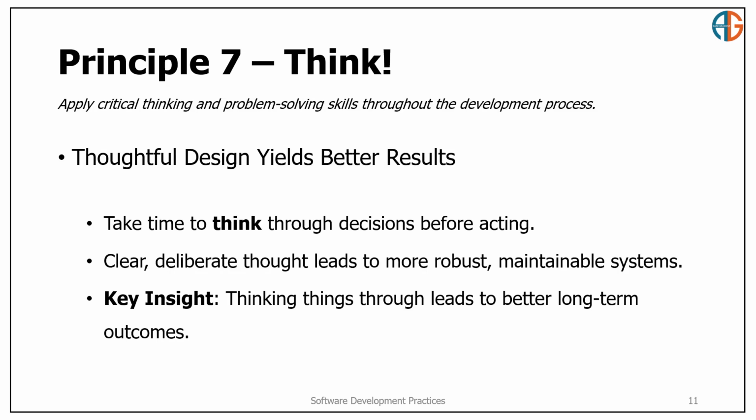Principle 7. Think. Critical thinking is essential throughout the software development process. This principle is simple yet profound. Every decision you make should be well thought out. Don't just follow trends blindly. Whether it is picking a technology stack, designing a feature, or debugging a problem, always stop and think. The time you spend thinking through your choice will pay off in the quality and longevity of your software.